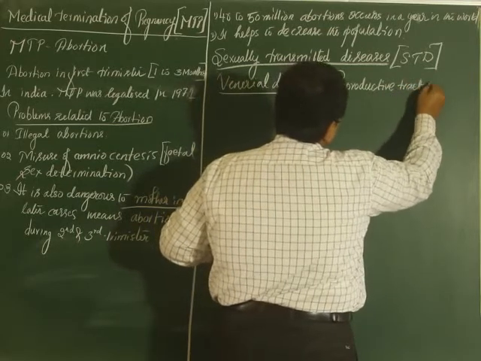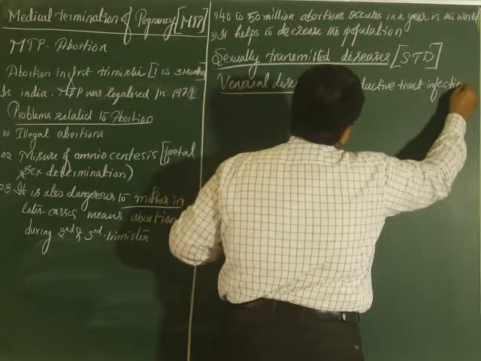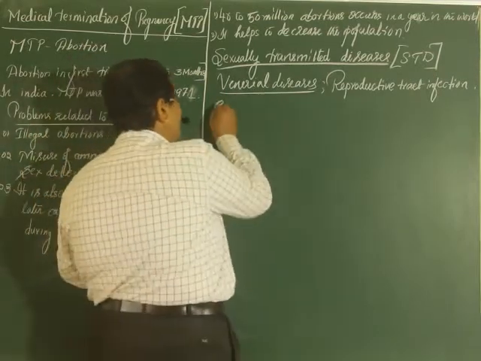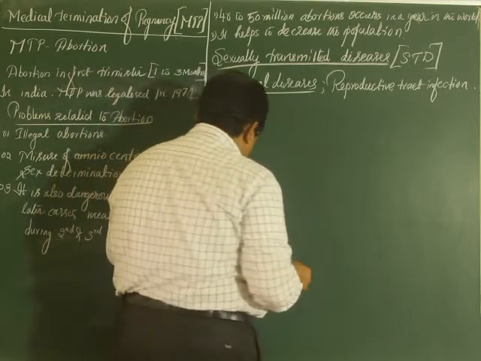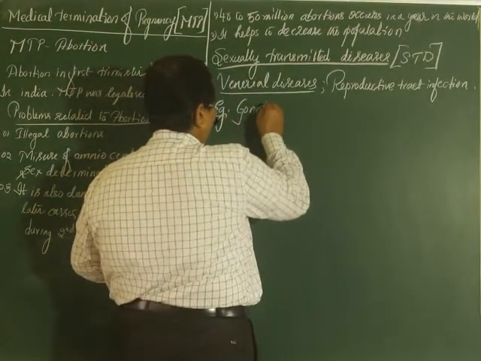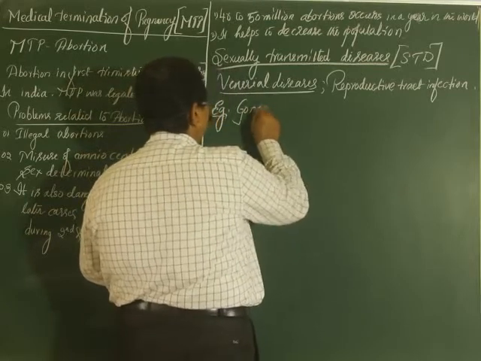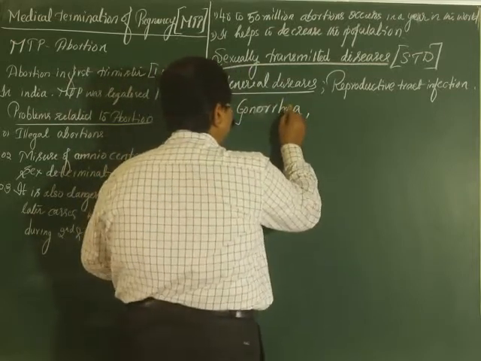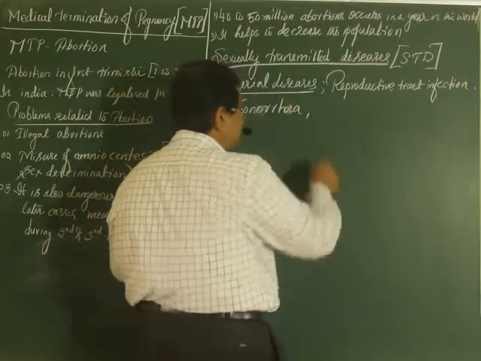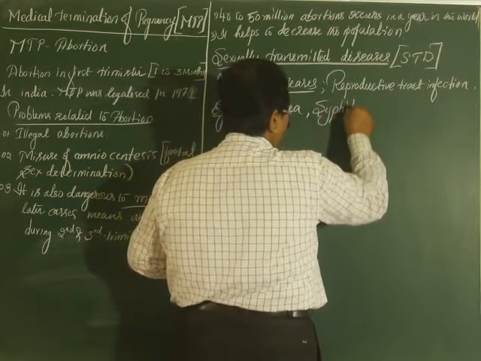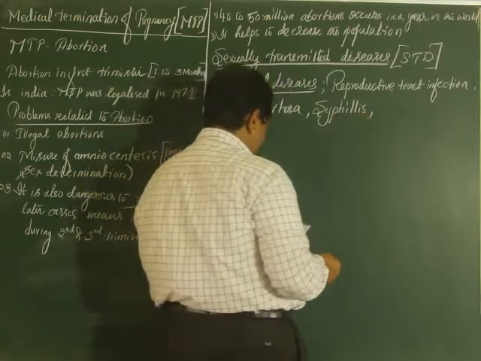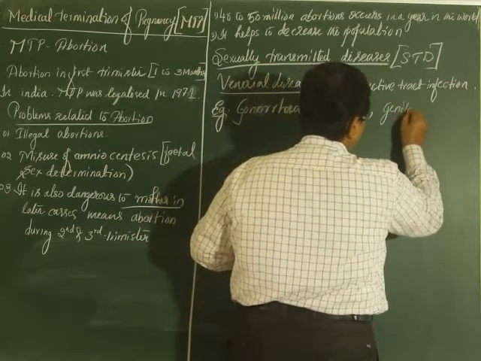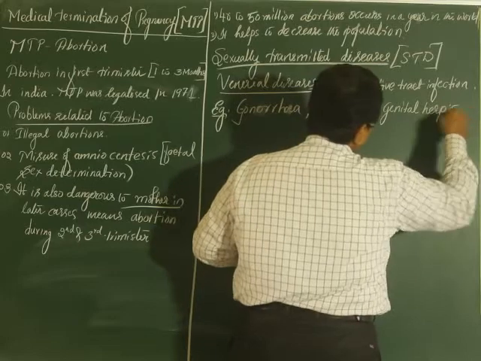Or they are also called reproductive tract infection. Venereal diseases, or reproductive tract infection. Examples of this type of disease, let us see: gonorrhea, syphilis, and then genital herpes.